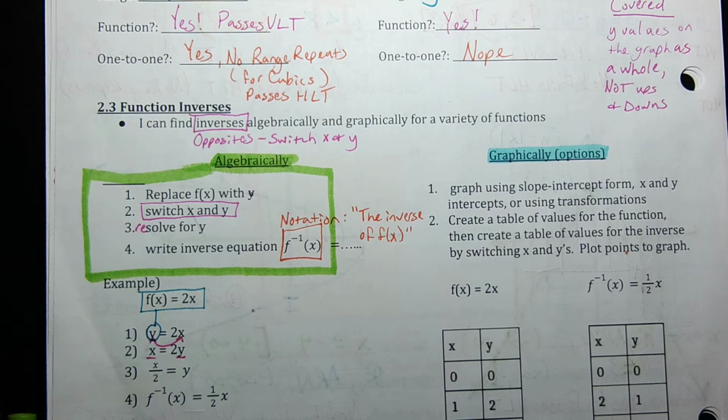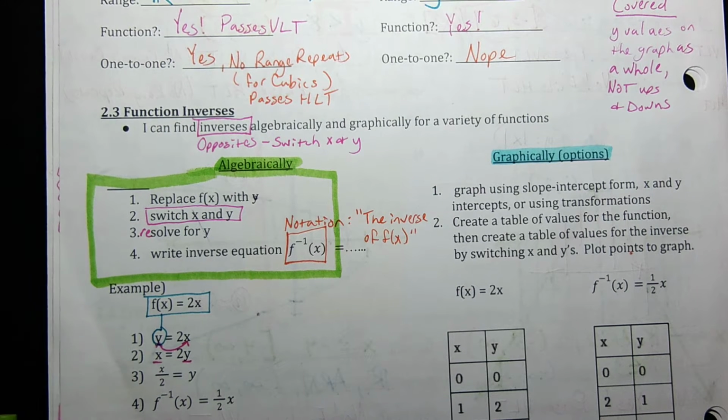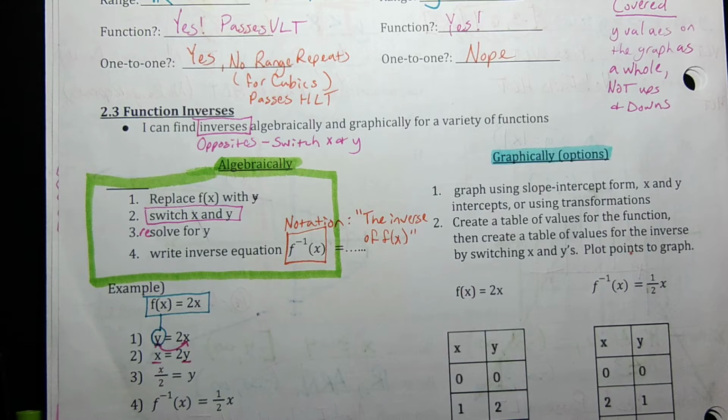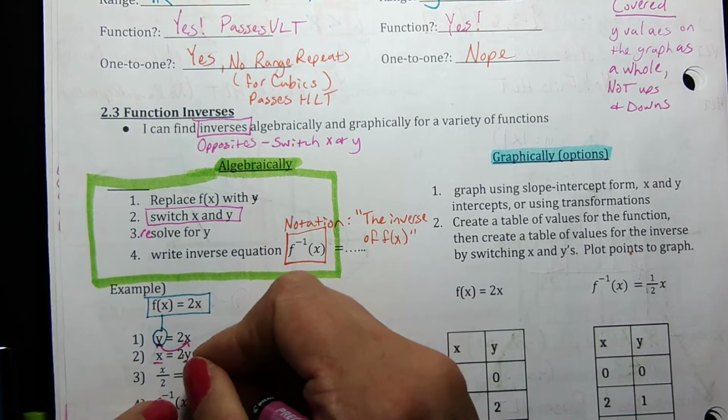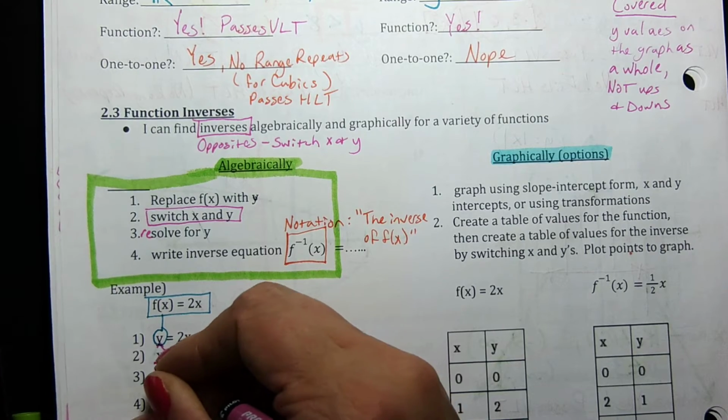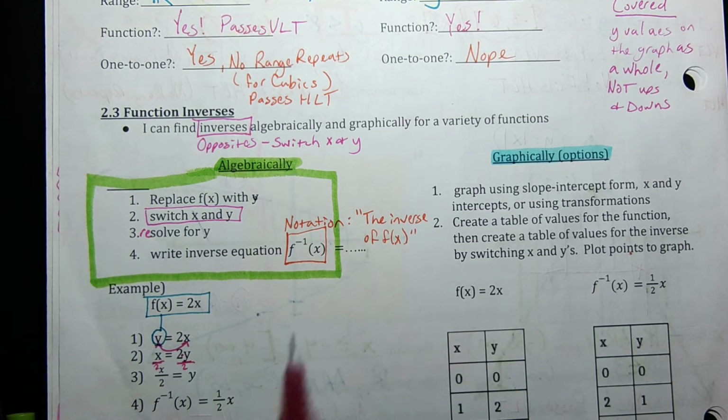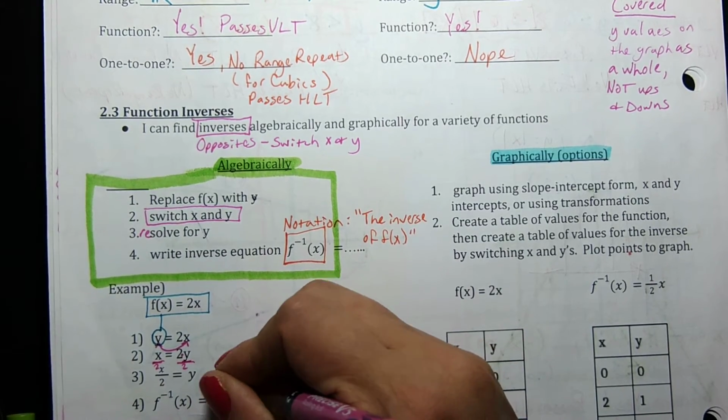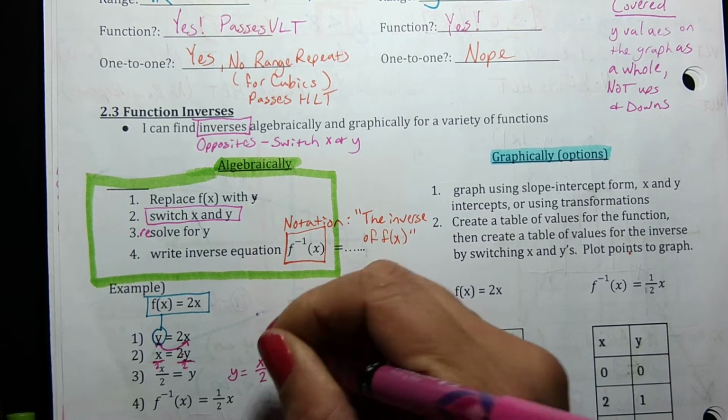Notice that that coefficient of 2 stays locked in on the right side. So literally the only thing you are switching is the variables themselves. Where you have a y, put an x. Where you have an x, put a y. And then we resolve the equation for y. So how am I going to get y all by itself? We're going to divide both sides by 2. So divide by 2, divide by 2. And that gives me y equals x over 2.